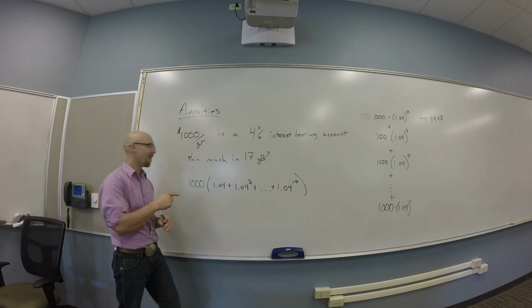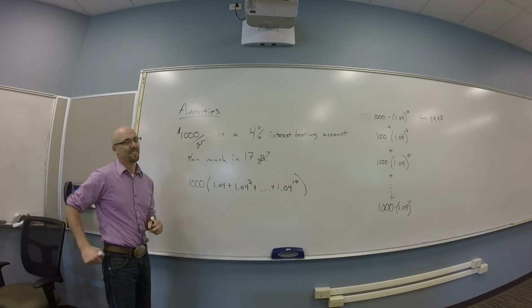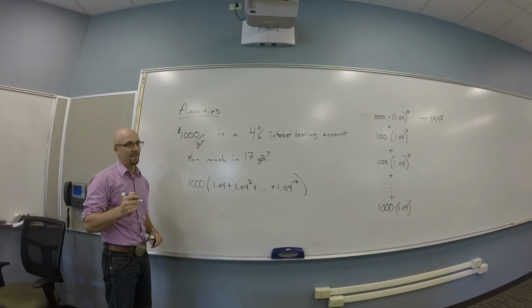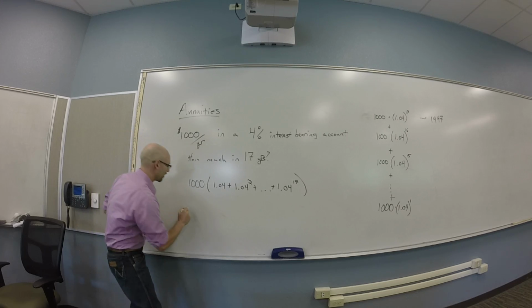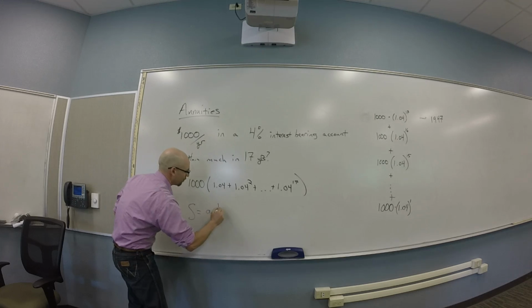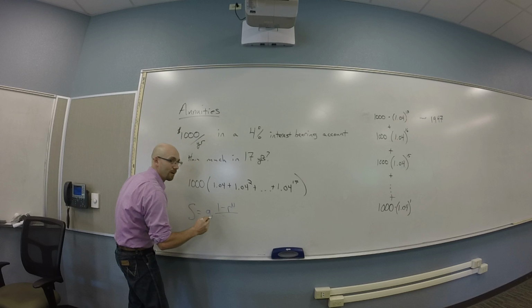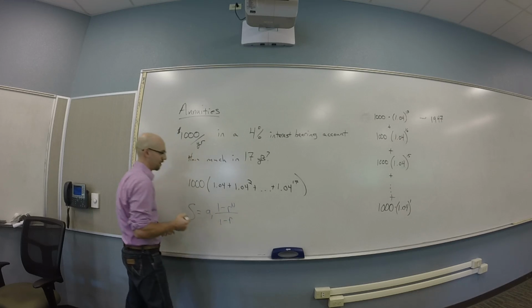No, that's the one where they go up by 1 every time. This is geometric, not arithmetic. A1, R to the n minus 1. Okay, so you go look up the formula, and you find S is A1 times 1 minus R to the capital N over 1 minus little r.